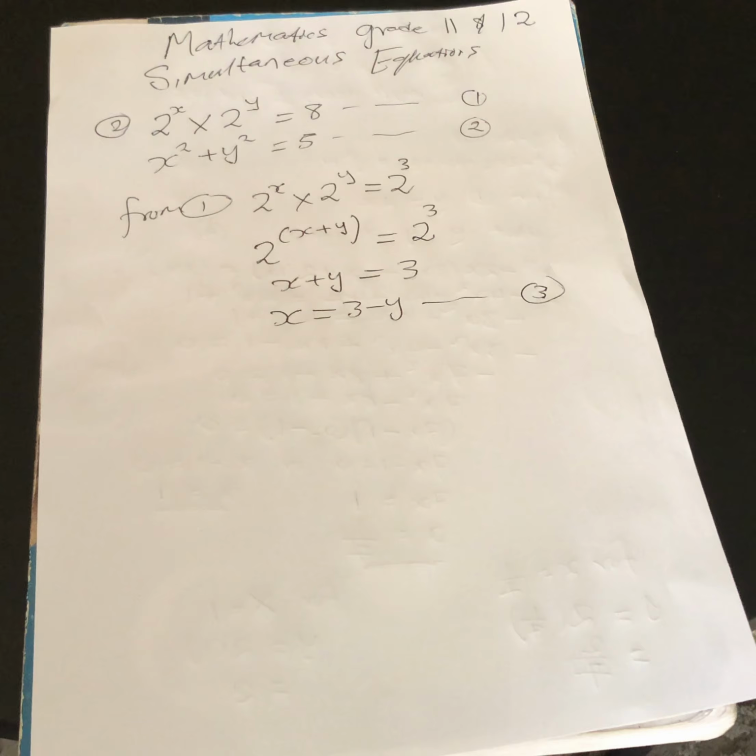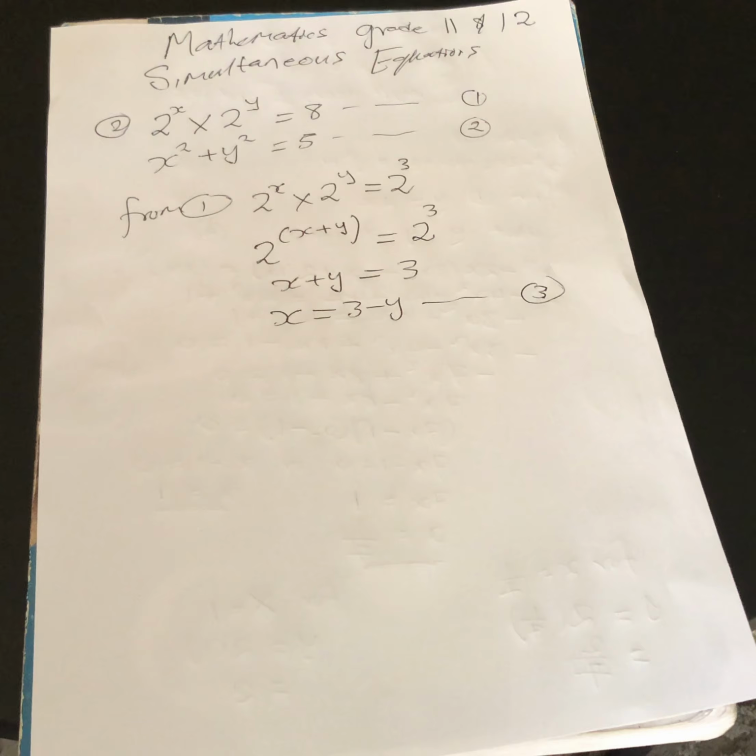Now the next step, when we are dealing with exponents, we know that when the bases are the same, we can equate the exponents. We are now going to have x plus y is equal to 3. And then from this equation, you'll be able to make x or y the subject of the formula by transposing the other variable to the other side to join positive 3. So let's make x the subject of the formula. We are going to have x is equal to 3 minus y. We make this equation 3. Equation 3 is x is equal to 3 minus y.